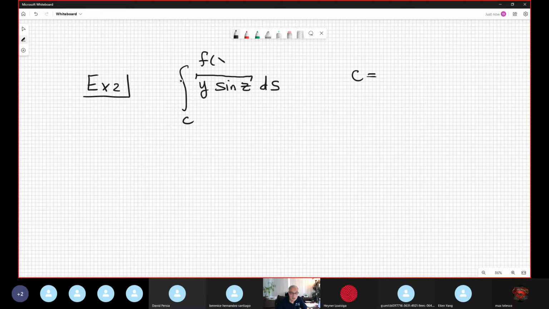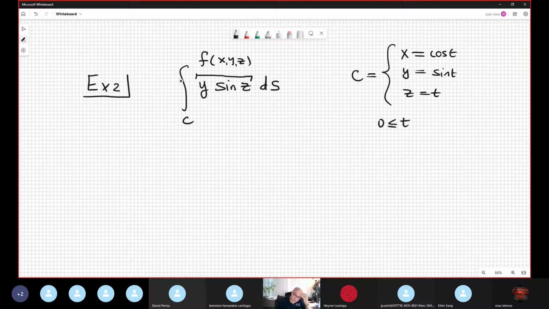This is f of x, y, z. But in this case, x is missing. Okay, no problem. And ds depends on C. And C is the helix, a circular helix. The parametrization is x equals cosine t, y equals sine t, and z equals t. And you define the t interval between 0 and pi. This is given, not always is given. This is a helix. I suppose you remember, at least one time in our life, we saw a helix, no?